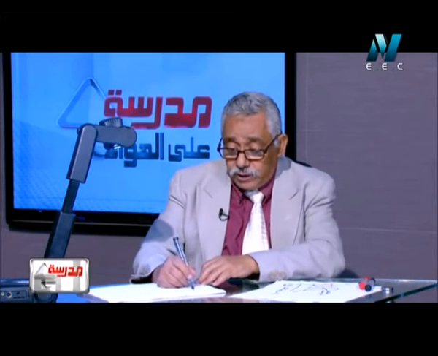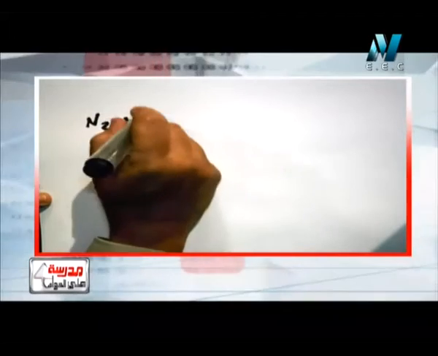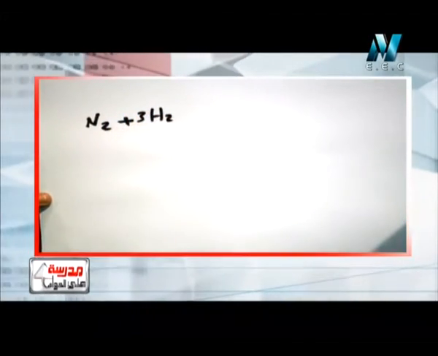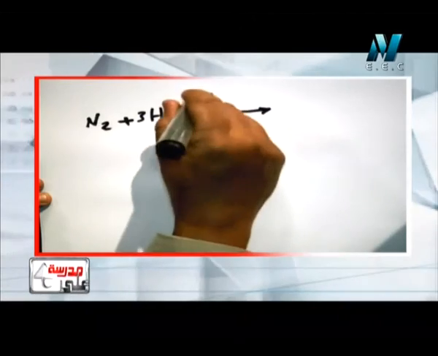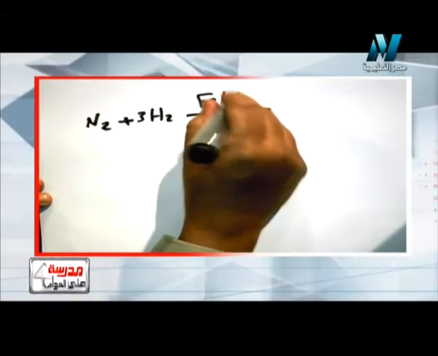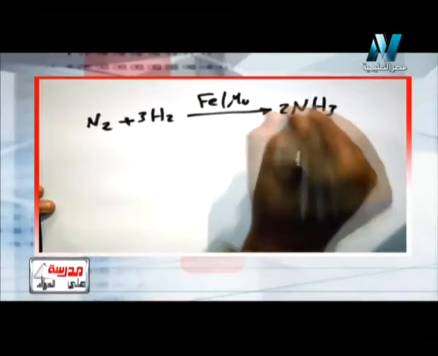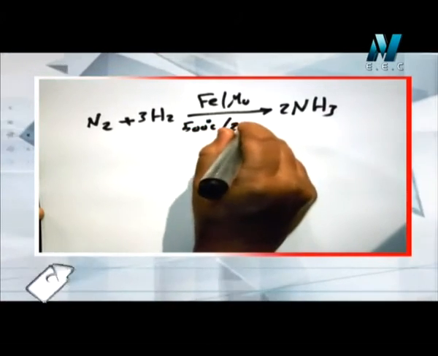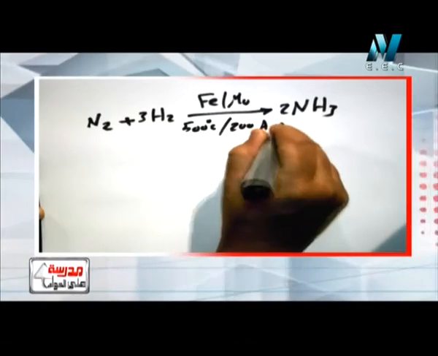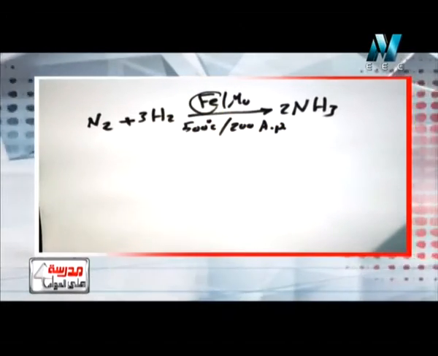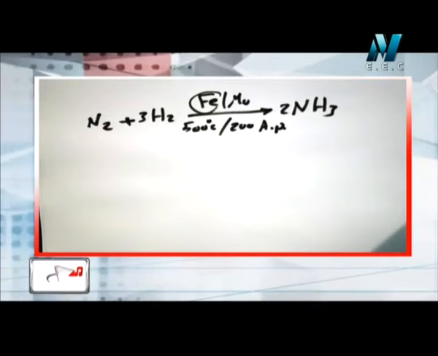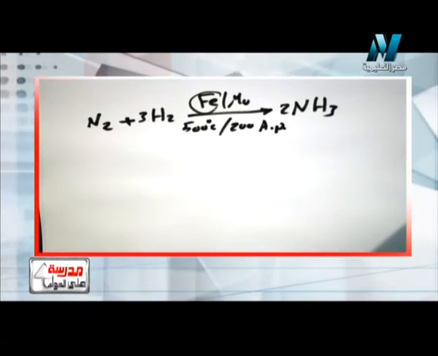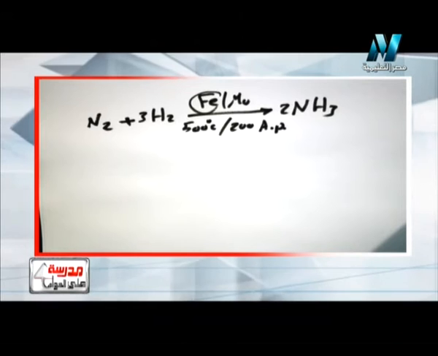As we know, in the Haber-Bosch method, nitrogen reacts with hydrogen. We studied this last year. In presence of divided iron or molybdenum as a catalyst, we get NH3, ammonia. We know that the conditions are 500 degrees Celsius and 200 atmospheric pressure. Nitrogen combines with hydrogen to form ammonia. This is called the Haber and Bosch method.